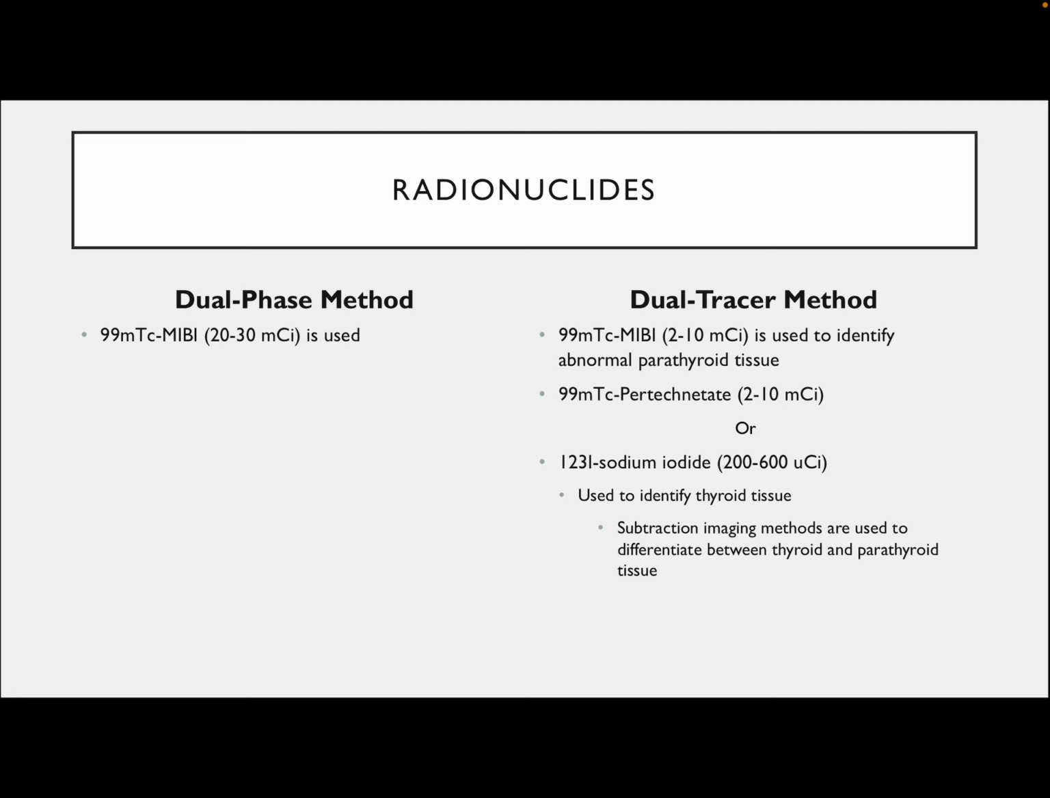We have two different methods for parathyroid scintigraphy. They're referred to as the dual phase method and the dual tracer method. In the dual phase method, you will use sestamibi, 20 to 30 millicuries, and in the dual tracer, you use two radiopharmaceuticals. You can use sestamibi in order to identify abnormal parathyroid tissue, and either pertechnetate or sodium iodide, I-123, to identify thyroid tissue. Subtraction imaging methods are used in the dual tracer method to differentiate between thyroid and parathyroid tissue, almost like subtracting background.